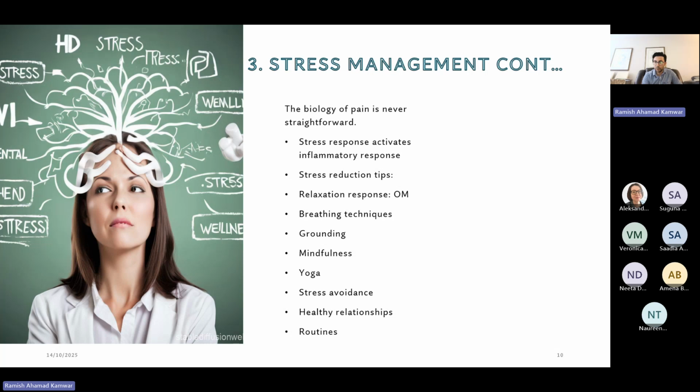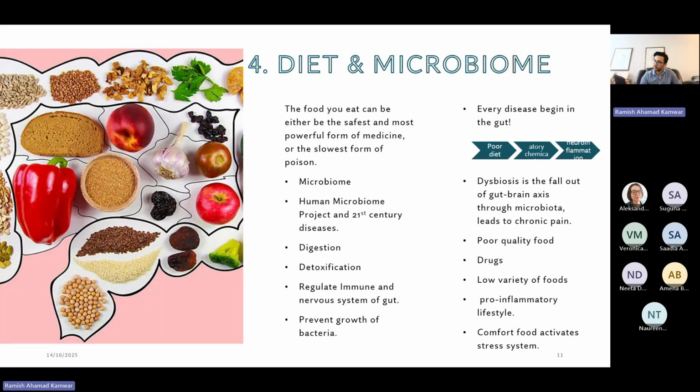And relationships would help. Very healthy relationships and having routines helps with stress management. So in general, the third step after medication interventions for chronic, the first and most important would be stress management. We have talked a little bit over stress management. I'm being mindful of the time as well.